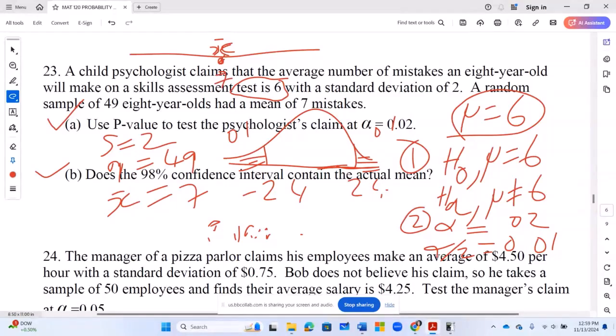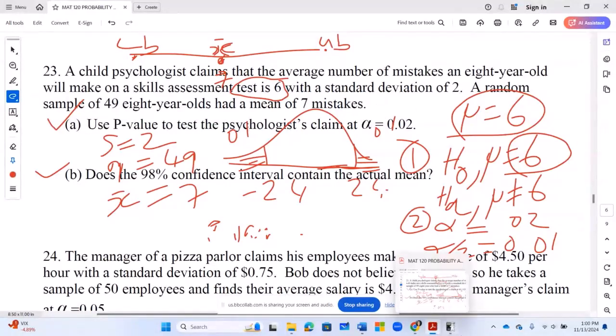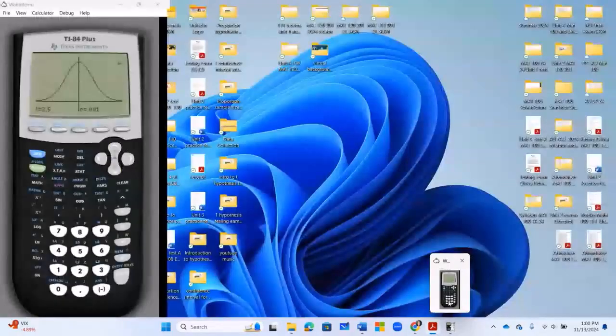And what is the lower bound? I don't know, so I have to calculate that. We don't know the lower bound yet. We don't know the upper bound yet. But when we find the upper bound and lower bound, we want to know if the status quo is contained. Is the status quo contained in the interval? Can I find 6 from here to there? So that's what I'm going to test now. That's what it means to use confidence interval to do the test.